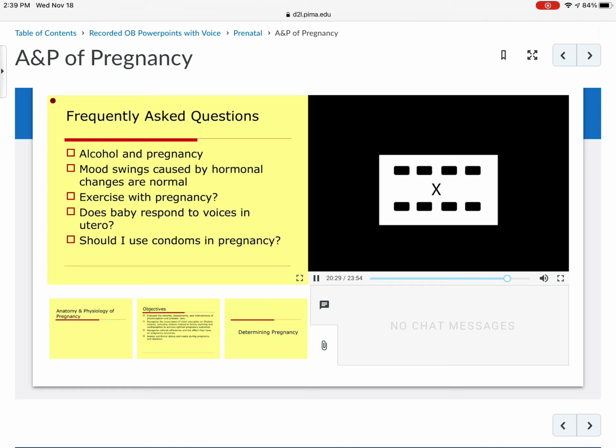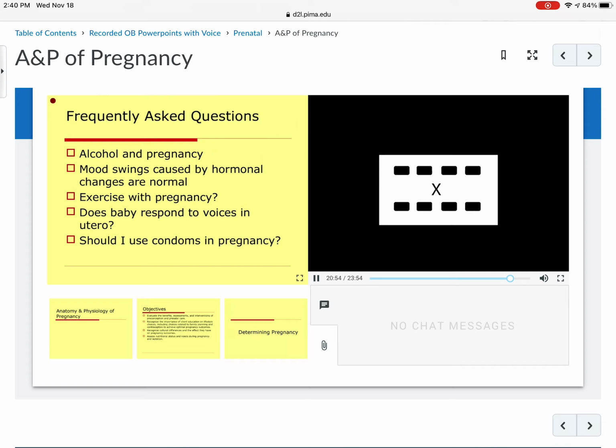Frequently asked questions: can I drink alcohol in pregnancy? And we would say no alcohol. We don't know what is safe, so no alcohol in pregnancy. Mood swings are normal because they're caused by hormonal changes. We already know exercise is okay in pregnancy: what you were doing prior to pregnancy, you can do afterwards. Just maintain fluid and calorie intake. For exercise, they suggest beginning with walking.